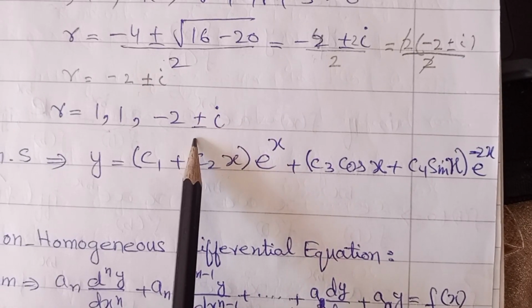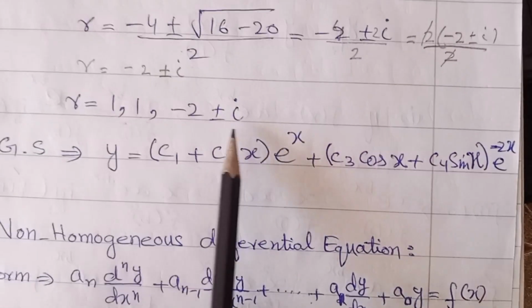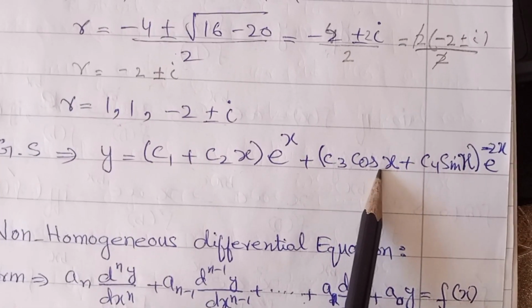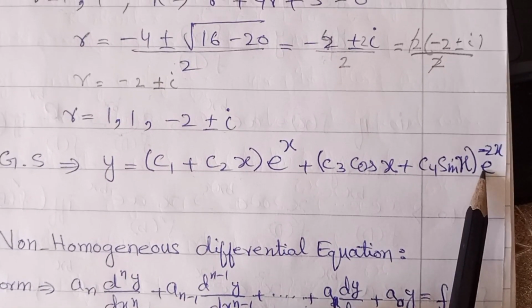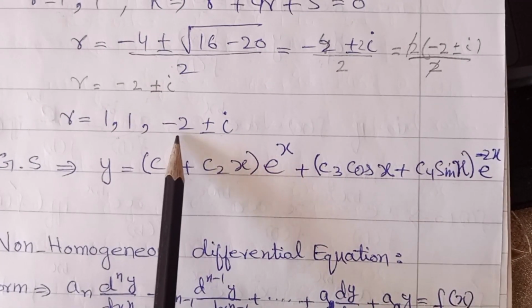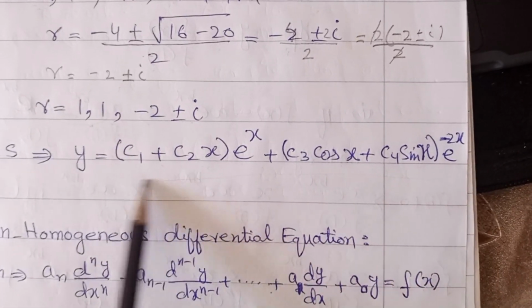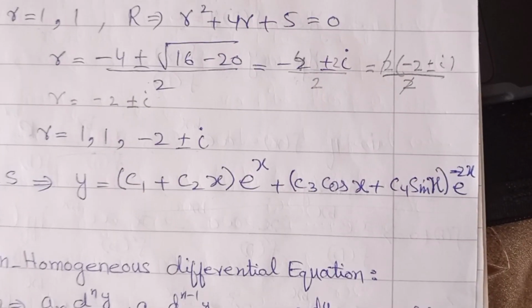For the roots minus 2 plus minus iota, that is c3 cos bx. What is b? The coefficient of iota, which is 1. So cos 1x plus c4 sin bx, that is sin 1x, into exponential ax. What is a here? Minus 2. So that would be exponential minus 2x. So this is the complete result, that would be the solution of this differential equation.